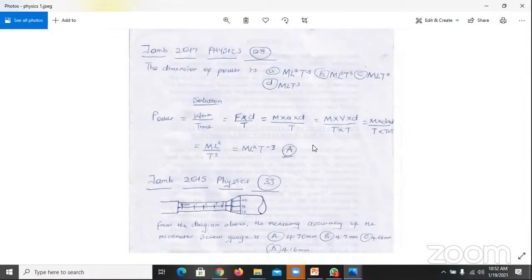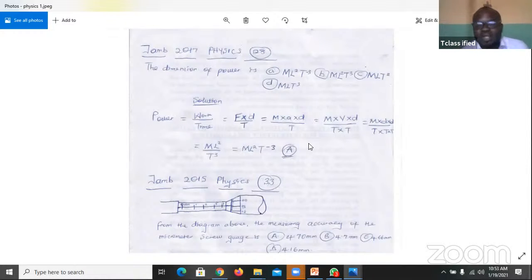Dimensional analysis is very, very important because it comes out almost every time in JAMB. So what you do in dimensional analysis is, any quantity that is given to you, and in most cases they are going to be giving you a derived quantity, change it into quantities that can let you represent them in the fundamental quantities of MLT. Is that clear? Yes, sir.